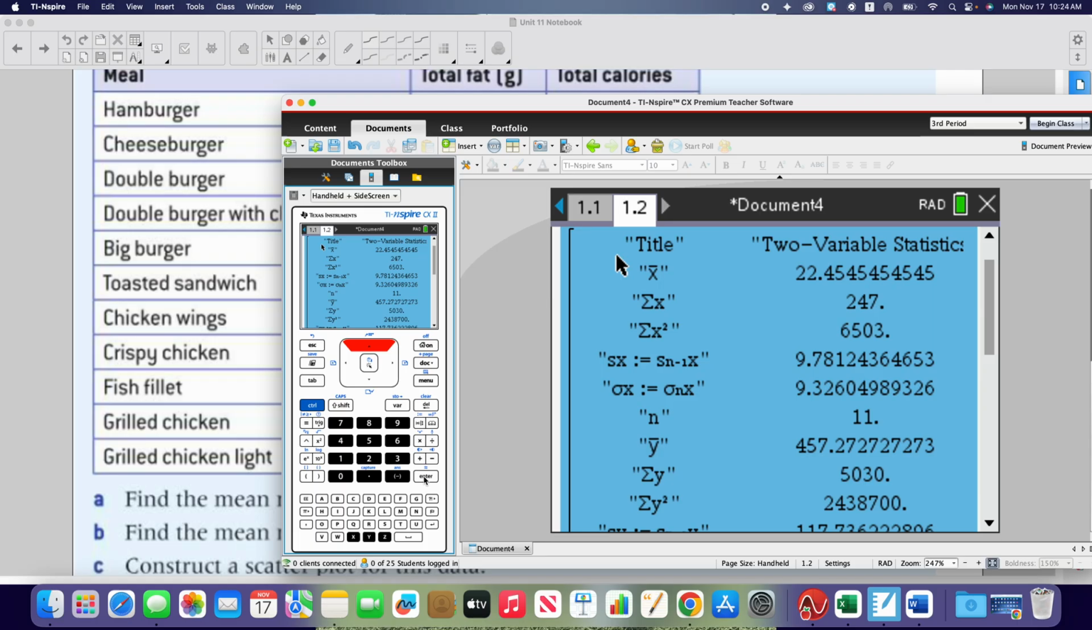So my mean amount of fat grams in there was 22.5 is what I would say. My mean amount of calories is 457. The X with the line over it means the mean. Yes, x-bar is the mean, y-bar is the mean. So I'd say 22.5 and I'd say 457. All right, that's my 3 significant figures for both of those.